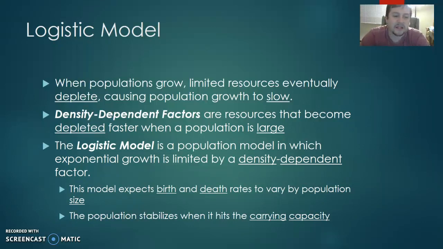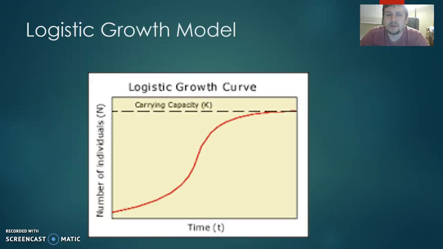This model expects birth and death rates to vary by population size, and eventually they even out when the population is in an equilibrium state. The population stabilizes around the carrying capacity. So when you look at a logistic growth curve, it tends to look like an S. Down here we have a little bit of exponential growth, but as the population gets closer to this carrying capacity line, this horizontal line here, the growth rate slows down and the population tends to even out.